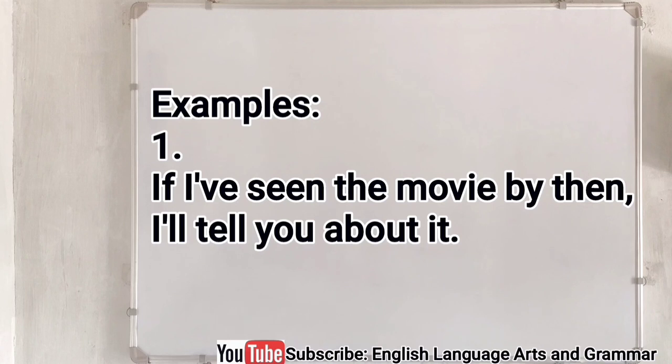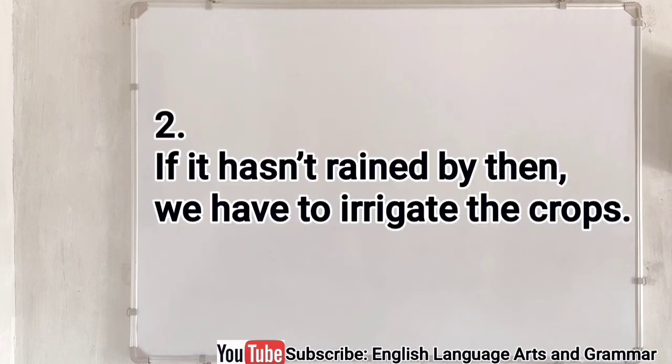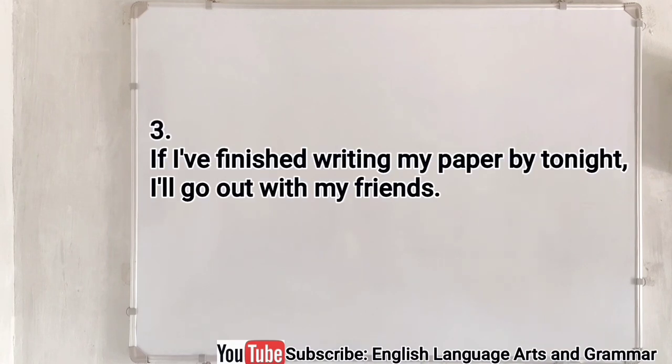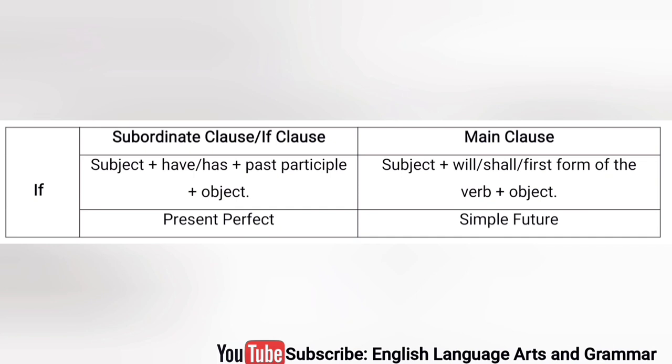Example 1. If I have seen the movie by then, I'll tell you about it. Example 2. If it hasn't rained by then, we have to irrigate the crops. Example 3. If I have finished writing my paper by tonight, I'll go out with my friends. Let us learn some examples by using the formula present perfect plus simple future.